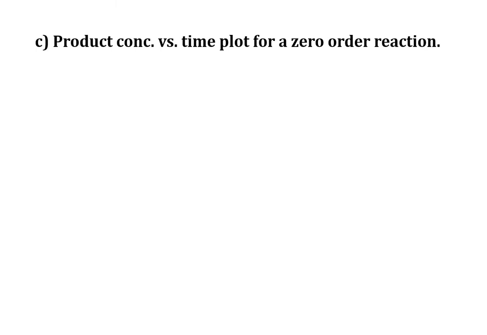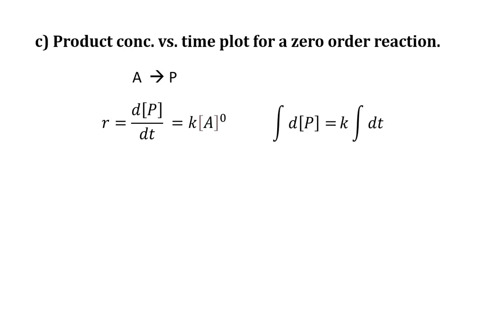Product concentration versus time plot for a zero order reaction. So A to P, the reaction, and rate can be expressed as either minus dA/dt, as you know, or dP/dt, and that is equal to K A to the power 0 because it's a zero order reaction. So R is basically K and dP/dt is K. So dP is K dt. If you integrate putting the proper limit, you will get Pt minus P0 equal to Kt minus 0. That means Pt is P0 plus Kt.